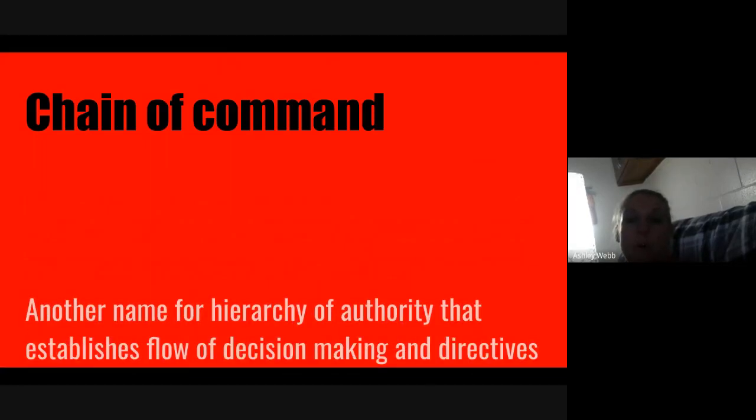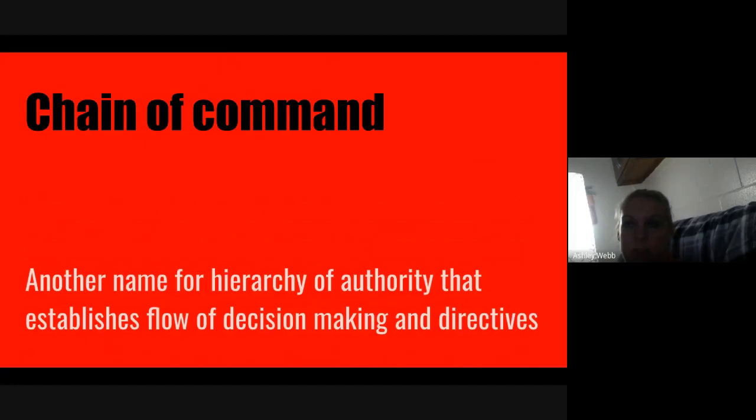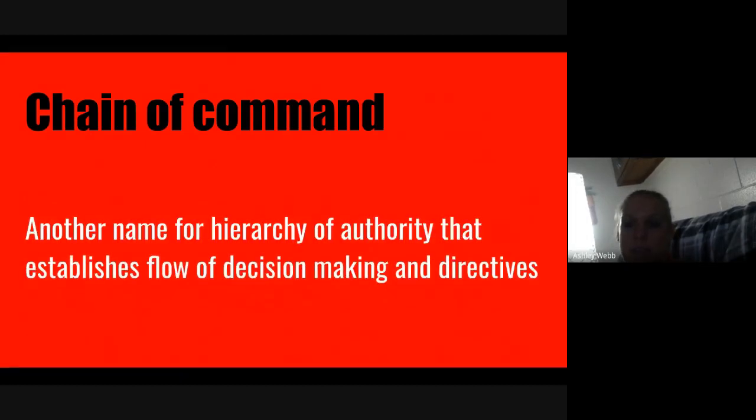Chain of command. Chain of command and hierarchy of authority are kind of one and the same, in that chain of command shows a flow of decision making. I can't make a big decision in my classroom without getting it approved by Mr. Jones first. A lot of times, Mr. Jones would have to take that approval to Mr. Craig, who might ultimately even have to take it to the school board. Mr. Craig can't just make a single decision.